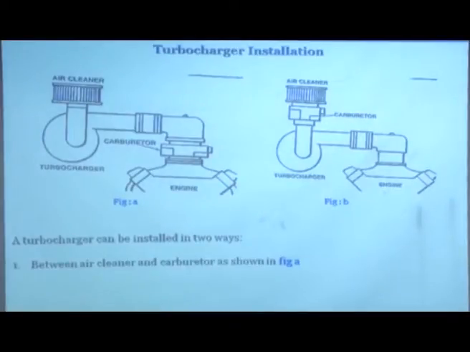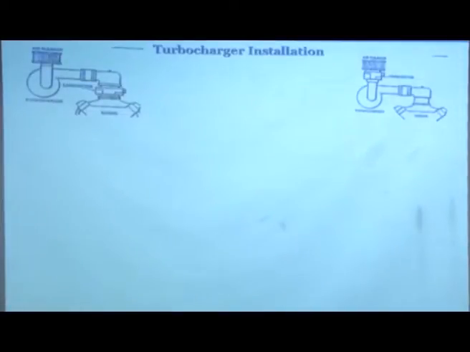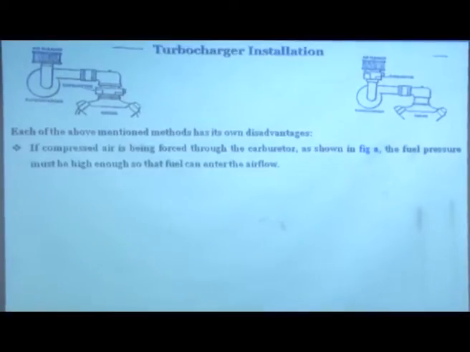Let us see, the turbocharger can be installed between the air cooler and the carburetor as shown here, or it can be used in between the carburetor and the engine as shown here. So, this is the first design, this is the second design. Each of these methods has its own disadvantages. So, if the compressed air is forced through the carburetor, as in this case, the fuel pressure must be high enough so that fuel can enter the flow.